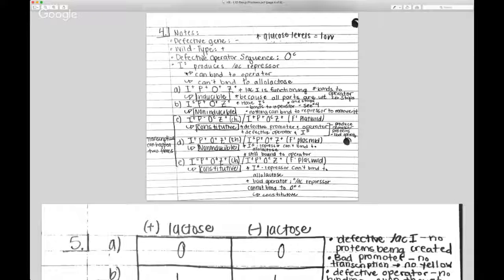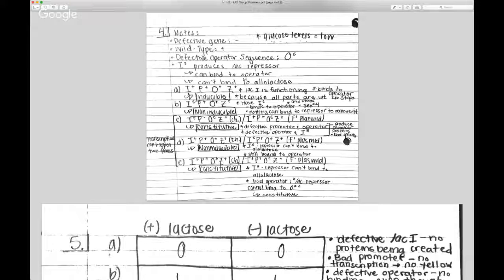So for part A, it gives us this here. And so what we can tell from this is that everything's functioning correctly because we have the wild type genes. So LAC-I is functioning and things are binding to the operator correctly. And this is because all parts are wild type.